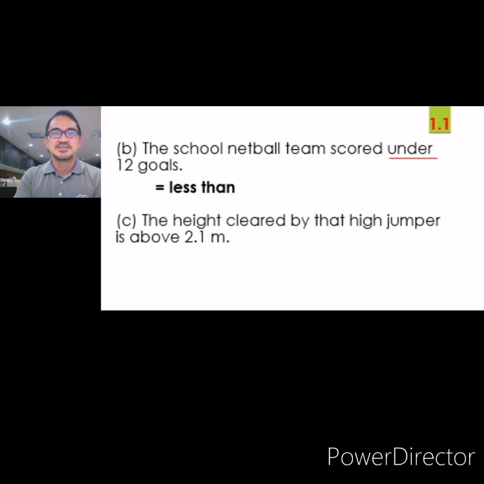Let us see. The height cleared by that high jumper is above 2.1. Can you guess the answer? If your answer is greater than, then you are right again. The height cleared by that high jumper is above 2.1, meaning greater than 2.1. It could be 2.2, 2.3, it could be 3 or 4 or 5, and so on. The word above denotes greater than.